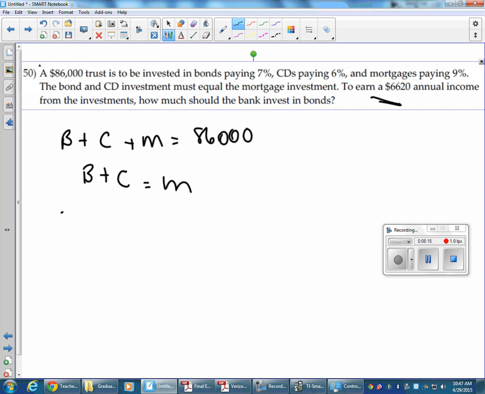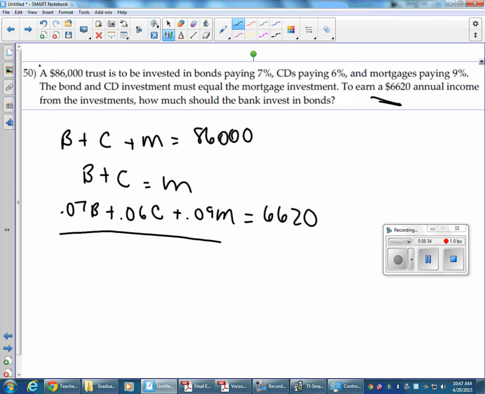So they get 7% from the bonds, and 6% from the CDs, and 9% from the mortgages, and that should add up to $6620. So these are my three equations. What they want to know is how much should the bank invest in bonds. So once I get my answer, I'm going to be giving the answer for the bonds, which will be what I get for B. I'm going to rewrite this second equation, B plus C minus M equals 0. So that way I can have it lined up like the others.